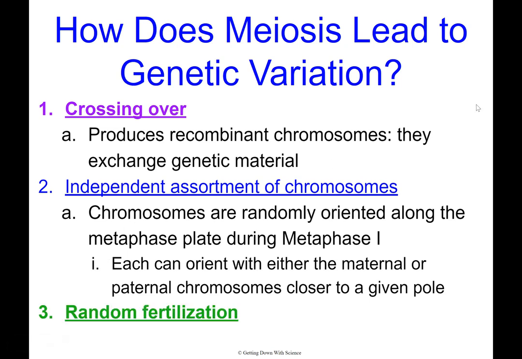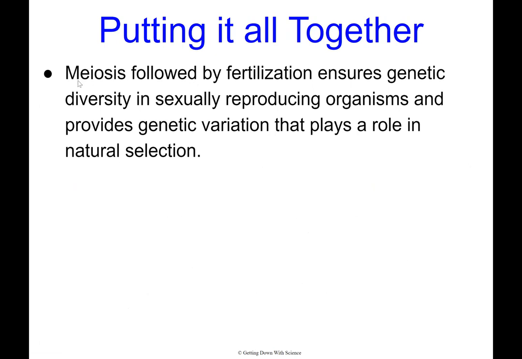And then, of course, random fertilization. So if we had 4 different unique gametes, and we have unique gametes for the other parent, we don't know which ones are going to come together to actually make the individual. So that's what we mean when we say random fertilization. Any sperm can fertilize any egg. So meiosis followed by fertilization gives us that genetic diversity that sexually reproducing organisms are so well known for.